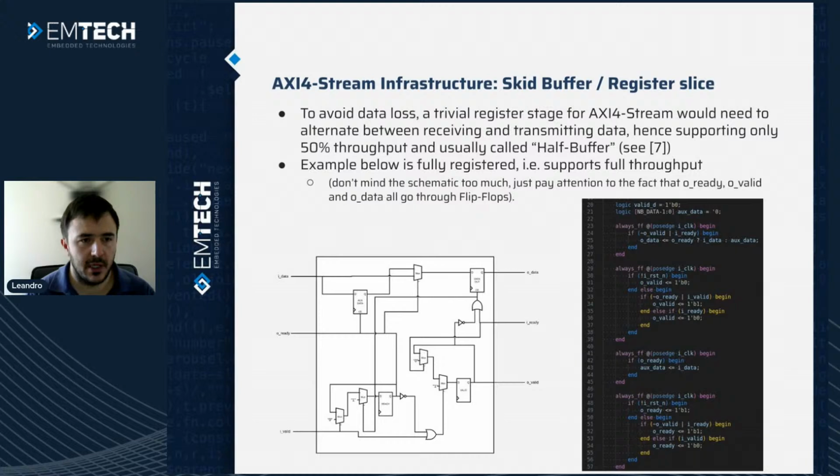But the example I give below is actually a skid buffer that's fully registered. Don't really pay attention to the schematic. The only thing I wanted to convey here is that you can see that the ready, the valid, and the data going out are coming from flip-flops. So the combinatorial path in the 3 signals is being cut, and this of course is the best case scenario for when you want to achieve higher frequencies, or you're having trouble closing timing.